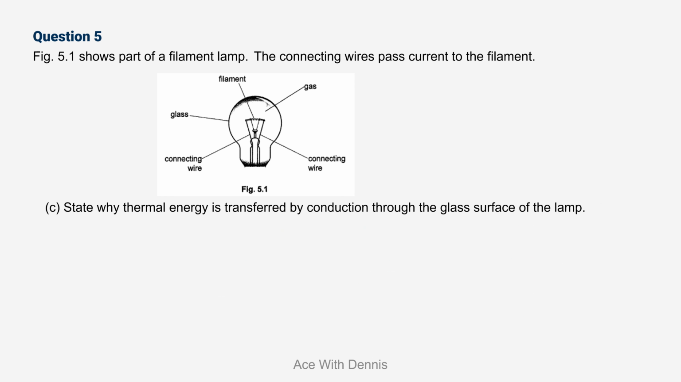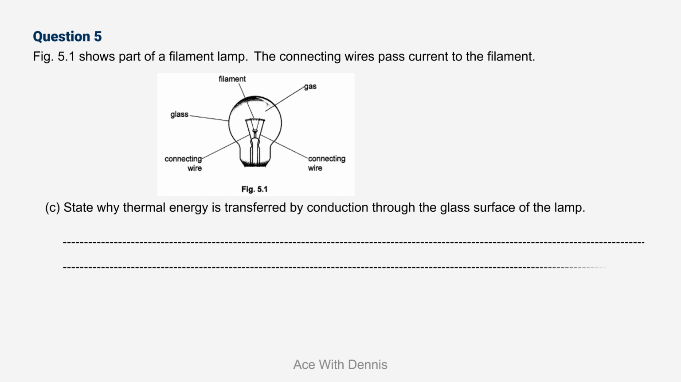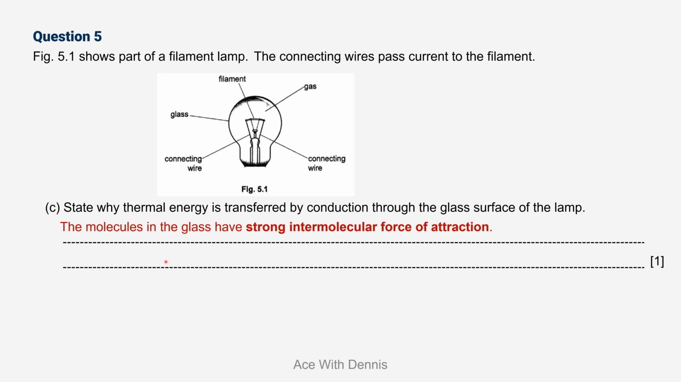C. State why thermal energy is transferred by conduction through the glass surface of the lamp. 1 mark. So for this question, it is about conduction, so your answer should also be the description of conduction. How to answer the question here: the molecules in the glass have strong intermolecular force of attraction. We need to mention this to indicate that the molecules cannot move freely.